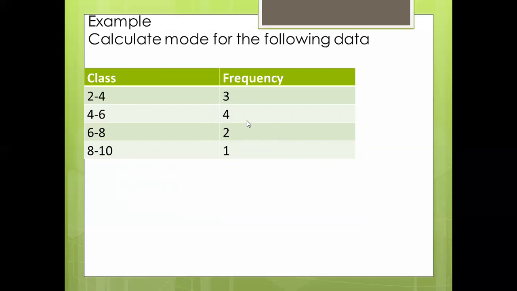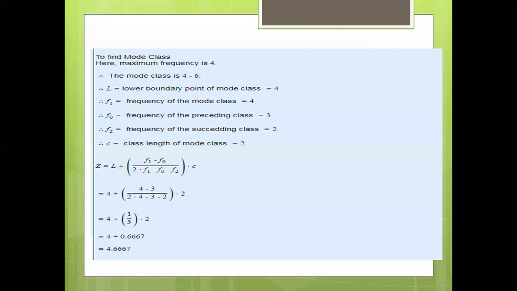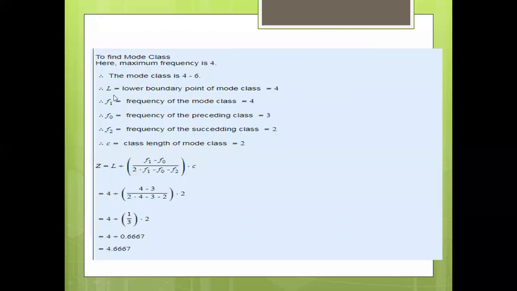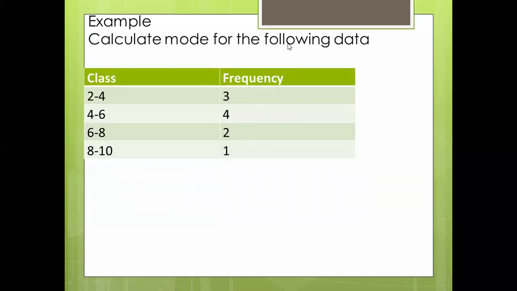ओके, तो इसका मॉडल क्लास कौन सा हुआ फिर. To find a modal class here, maximum frequency is 4. मैक्सिमम फ्रीक्वेंसी कौन सा मिला यहाँ पे 4 है, तो उसका जो क्लास इंटरवल है 4 to 6. ओके, सो 4 to 6 का लोअर बाउंड कौन है 4. फ्रीक्वेंसी फॉर द मॉडल क्लास, इसका जो करस्पॉन्डिंग फ्रीक्वेंसी दैट इज Fm इज 4. उसका प्रीवियस वाला मतलब प्रीसीडिंग कौन है 3 एंड प्रोसीडिंग कौन है 2. ओके, तो ये 3 वैल्यू यूज करनी है.